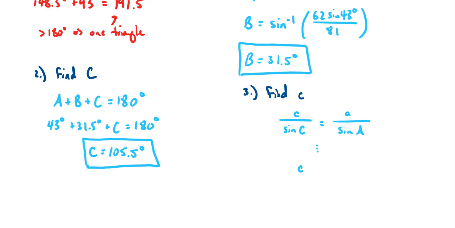I'll leave this for you guys to try to practice, just because we've done law of sines several times already. So find little c, plug in all of those other values, and we should end up getting 114.4 for side C. So as always, we are given 3 pieces of information, sides and or angles, and we need to figure out the other 3.